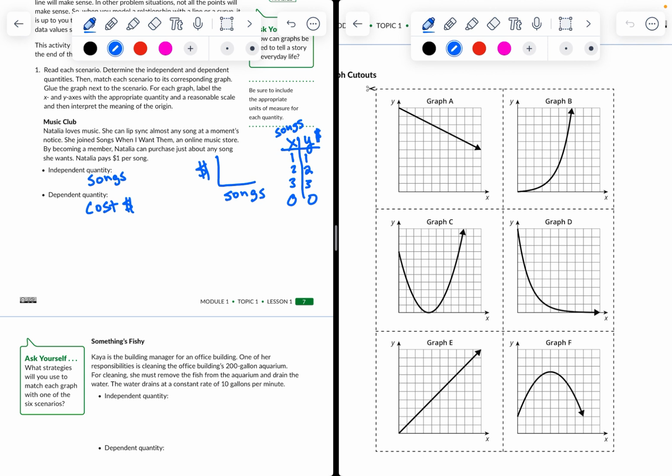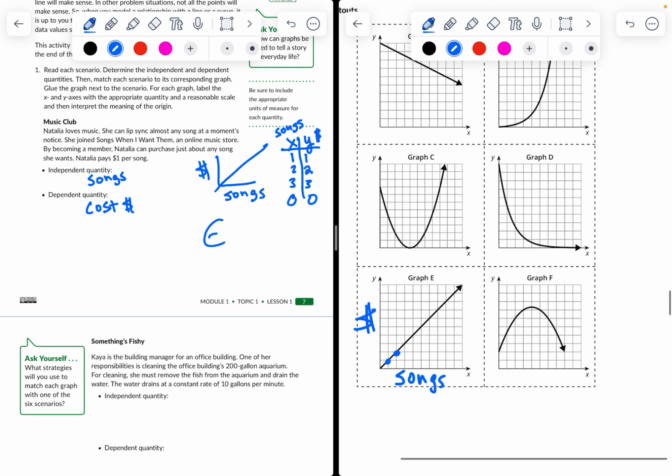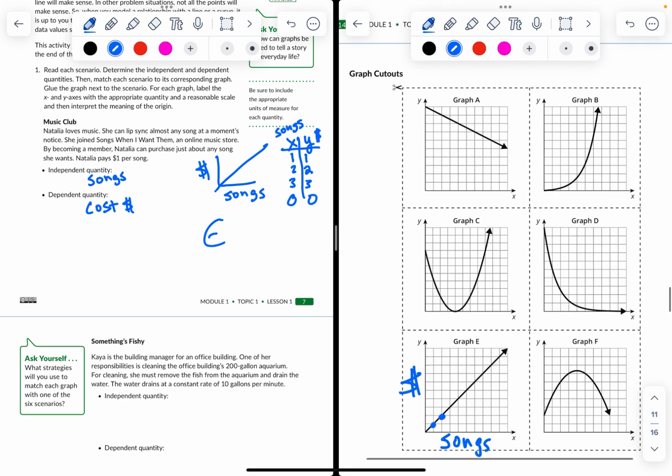Okay, graph E shows a linear relationship. Songs, dollars. Spend $1, 1 song. $2, 2 songs. So this is actually graph E matches this scenario. And this is also in the workbook, I believe, on page 15.